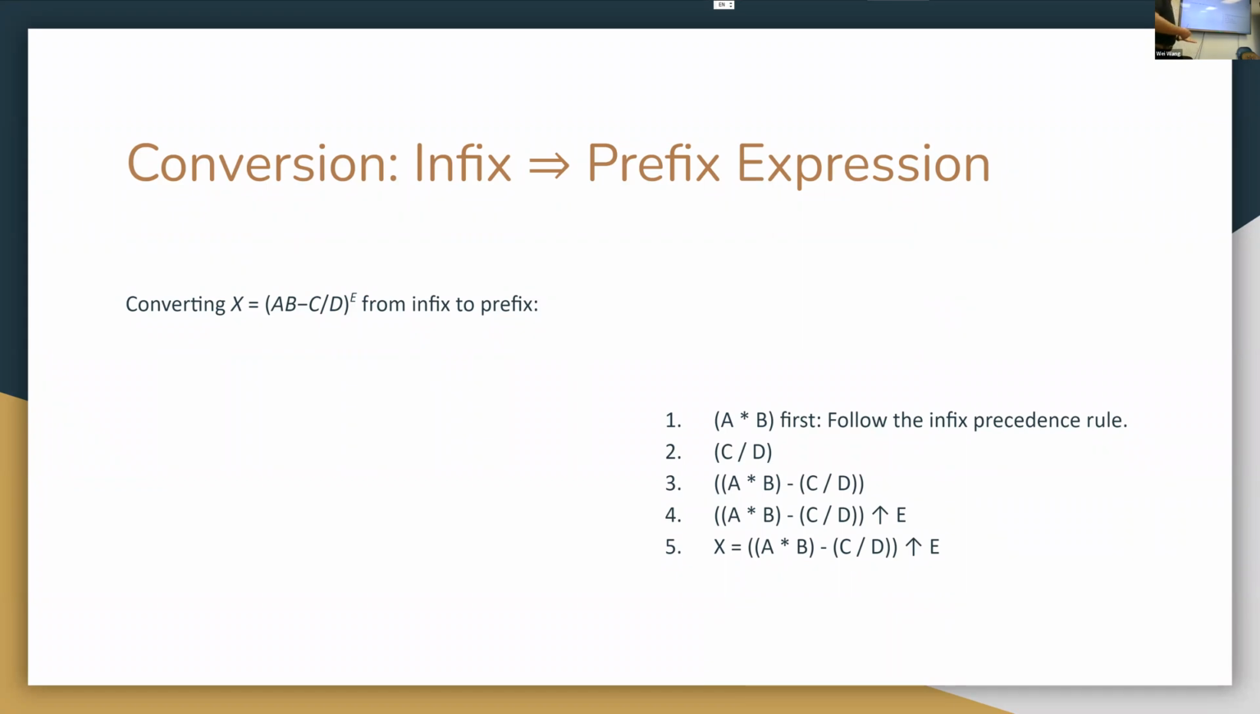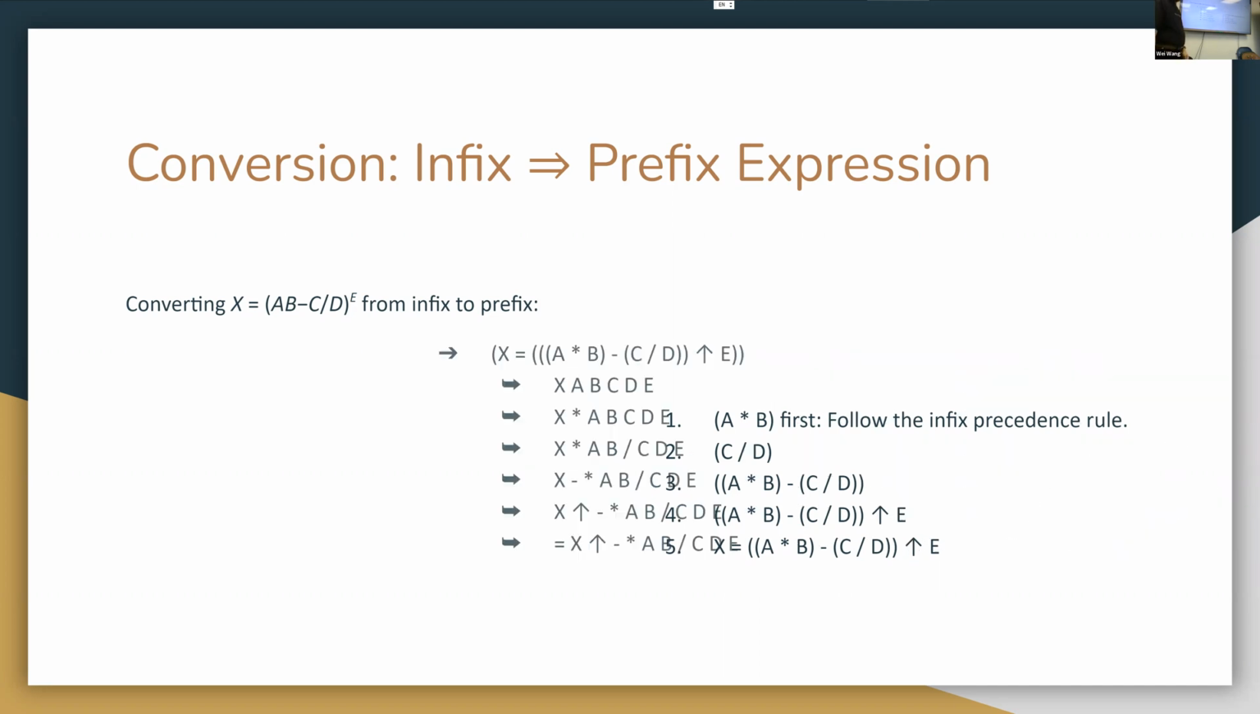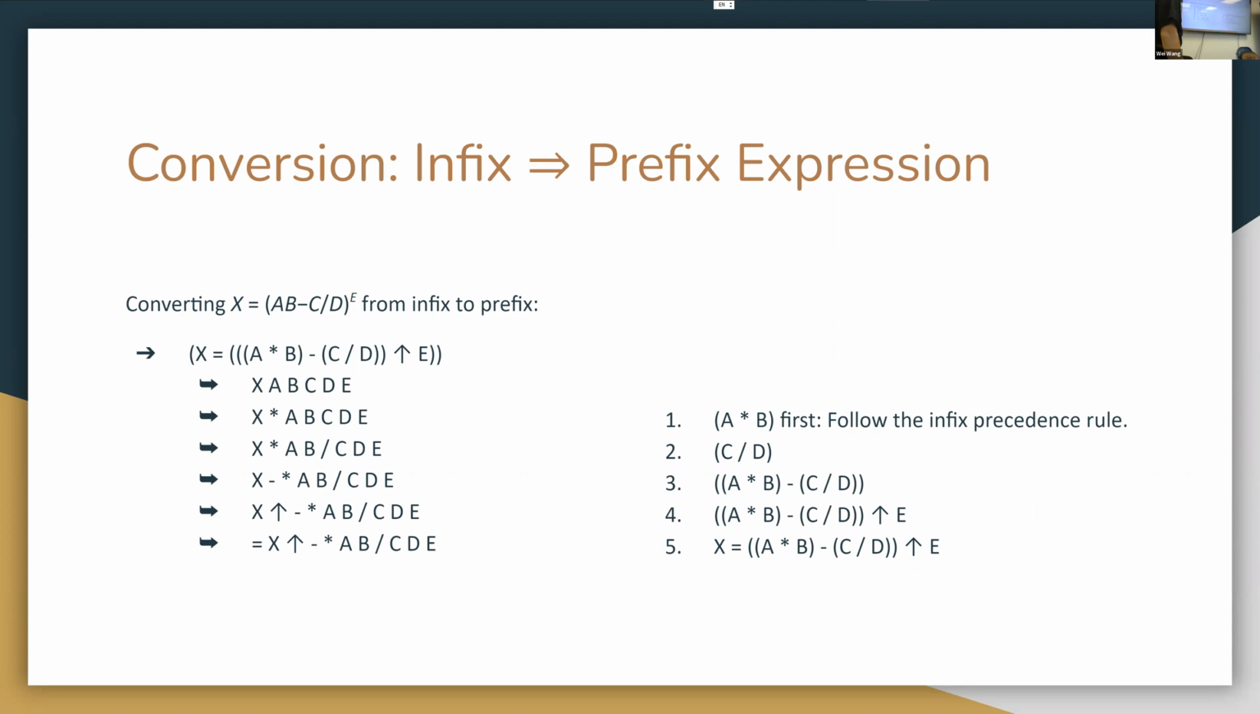And here, we have an infix expression like that. This means x equals, in computer programming this is assignment, assigning this expression's value to the variable x. AB means A times B, and C/D means C divided by D, and then the exponential of that whole thing. All right, so here's what we do with this conversion. This is actually that whole expression.